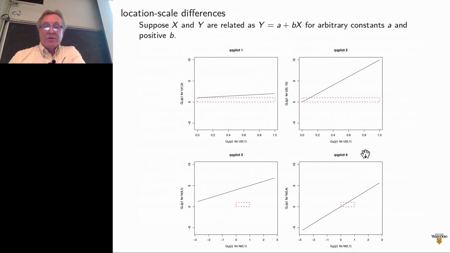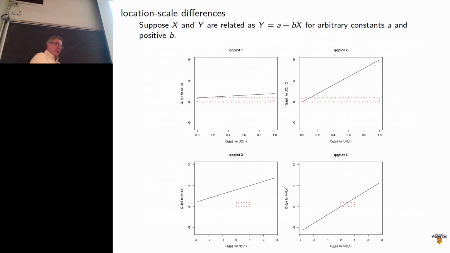That turns into changing the intercept. Here I have uniform 0, 1 and uniform 0, 10. So what have I done? I've added nothing to this, but I multiplied everything by 10. And what you see here is still a straight line, goes through the origin, but has a different slope, slope 10 instead of slope 1.